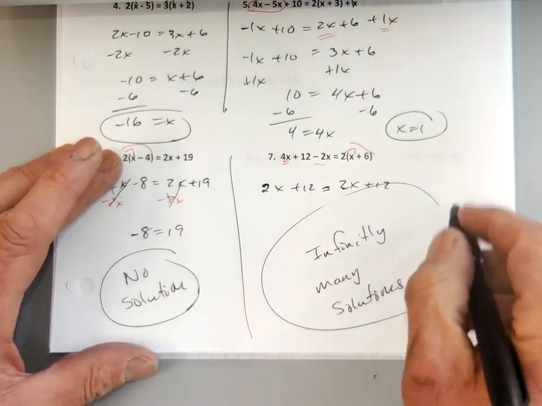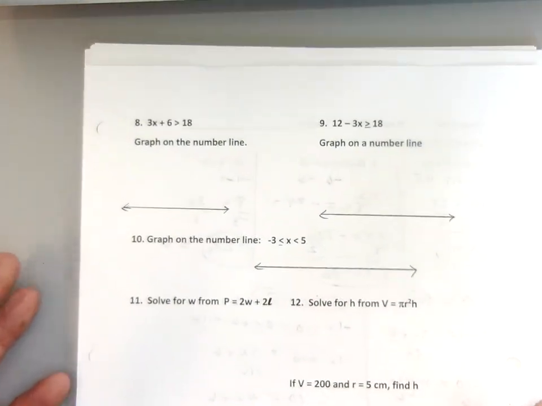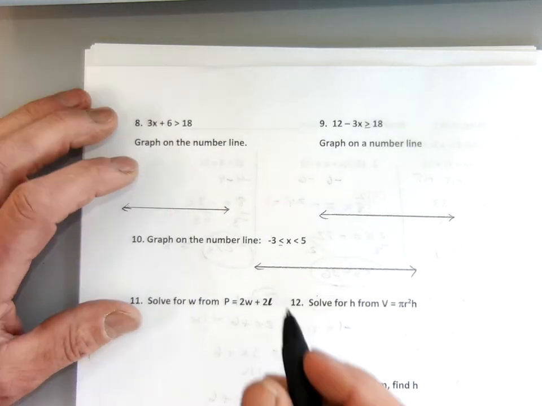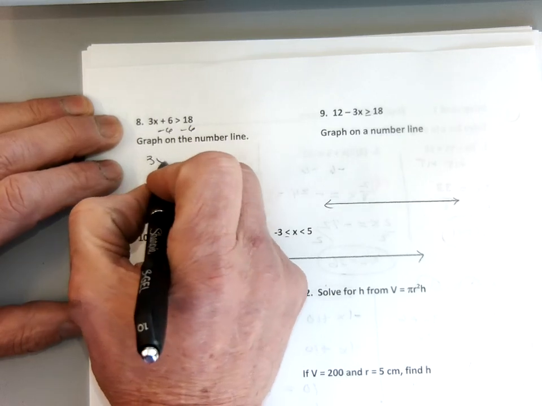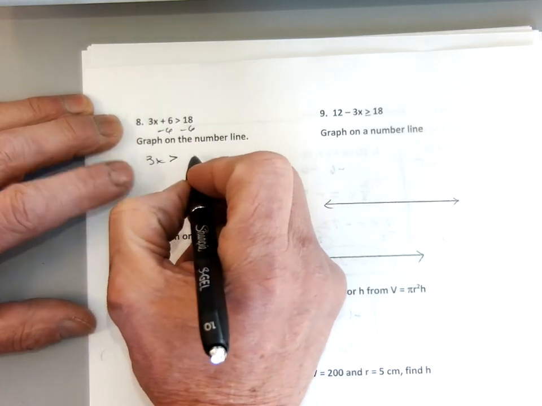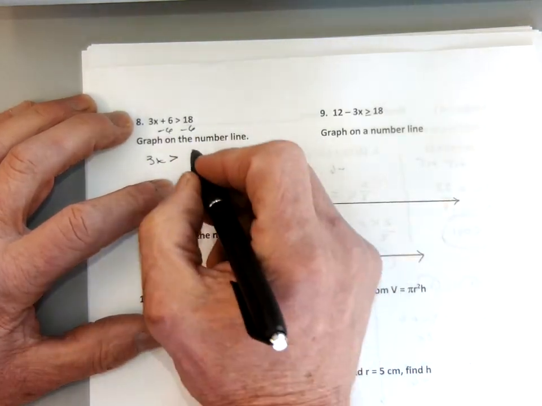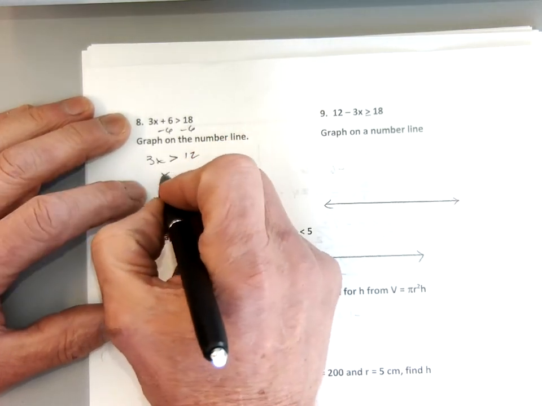All right, now that's page 1. Let's look at the back side. On the back side, we have to solve and graph on a number line. Okay, well, I'm going to solve this. I'm going to go minus 6. I'll have a 3x is greater than, what's that, 12, right? And divide by 3, x is greater than 4.